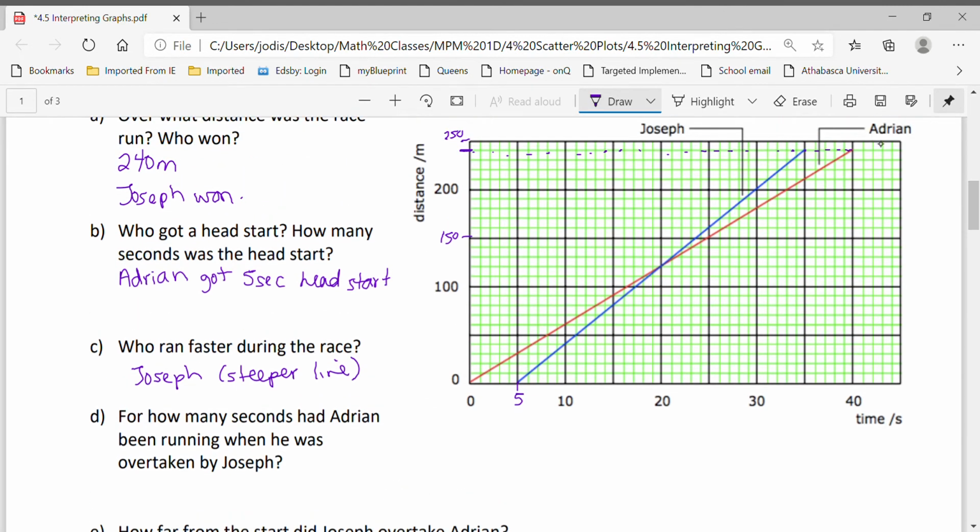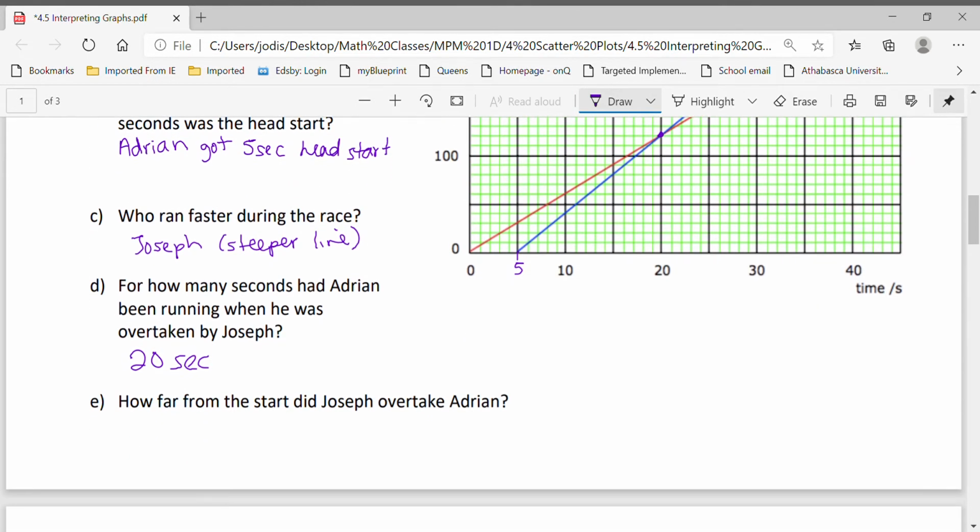A couple more questions here. For how many seconds had Adrian been running when he was overtaken by Joseph? So we want to look at this point right here where the two lines meet. That's the point where they actually met up during their race. At this point, they were at the exact same amount of time and the exact same distance, and this is when Joseph overtook Adrian. So Adrian started at 0, and then at 20 seconds, he was overtaken by Joseph.